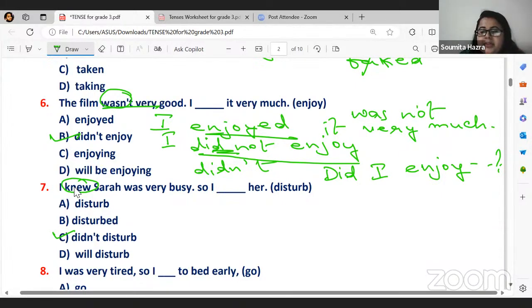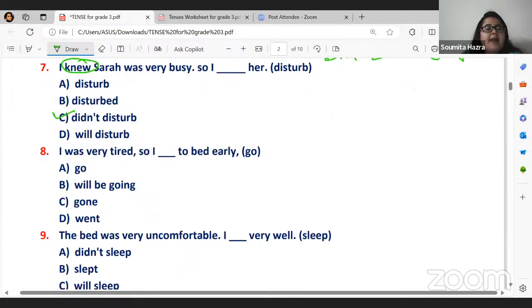Okay. Coming to number 8. I was very tired. So I dash go to bed early. I was very tired. Mostly, these are all simple past sentences. These sentences are written in simple past tense. Okay. I was very tired, so I dashed to bed early.